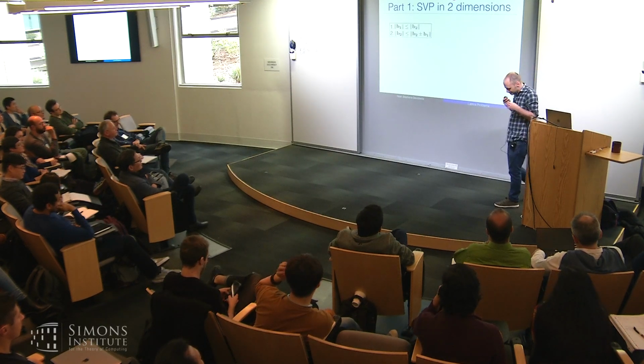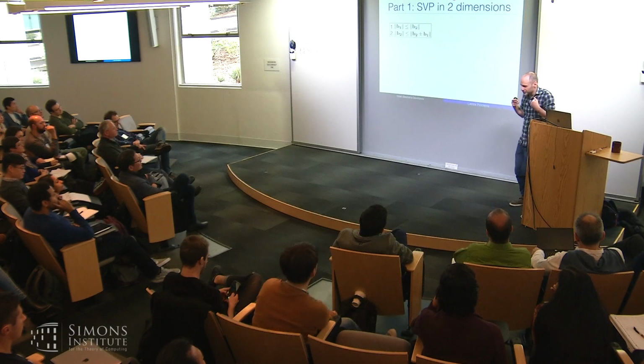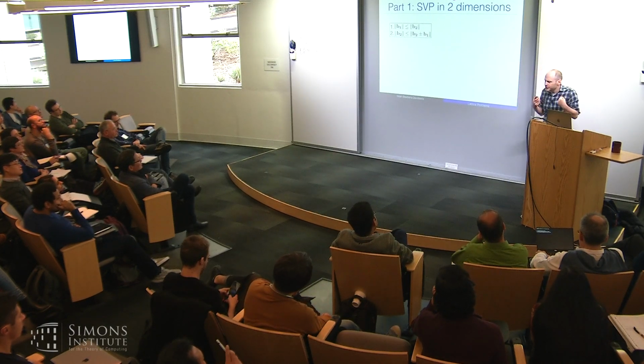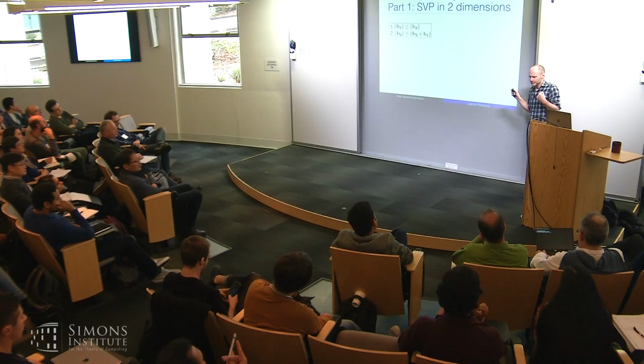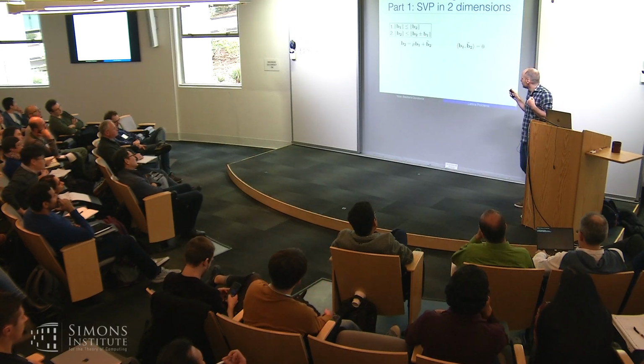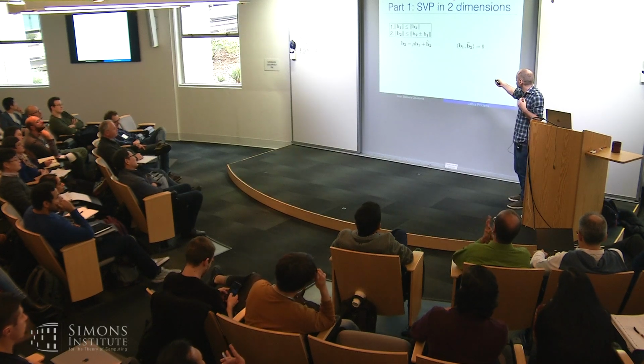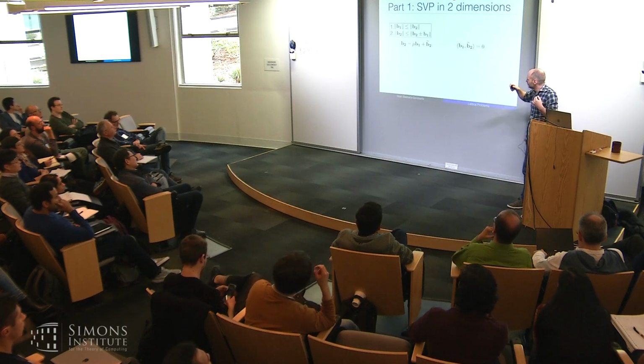So LLL tries to sort of generalize this idea. In order to generalize it, it really helps to think of this algorithm slightly differently. In particular, it helps to think about the Gram-Schmidt vectors. So in 2 dimensions, there's really just one Gram-Schmidt vector that's non-trivial. The first one is just B1.